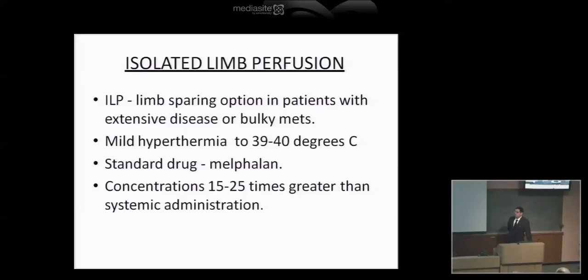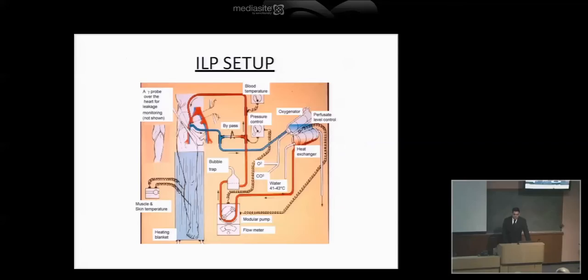Chemotherapeutic agents are injected into the limb with lower risk of systemic toxicity because they are not allowed to enter the systemic circulation. Addition of mild hyperthermia of the limb, up to 39 to 40 degrees, has been shown to improve the efficacy of this procedure. The standard drug of choice is melphalan. There are places which use TNF-alpha in association with that, but there's no real study that shows any benefit of the same. And concentrations of about 15 to 25 times greater than systemic administration can be achieved with this procedure without the systemic side effects.